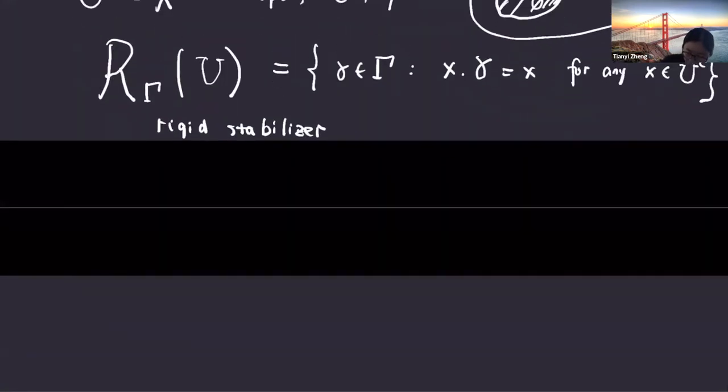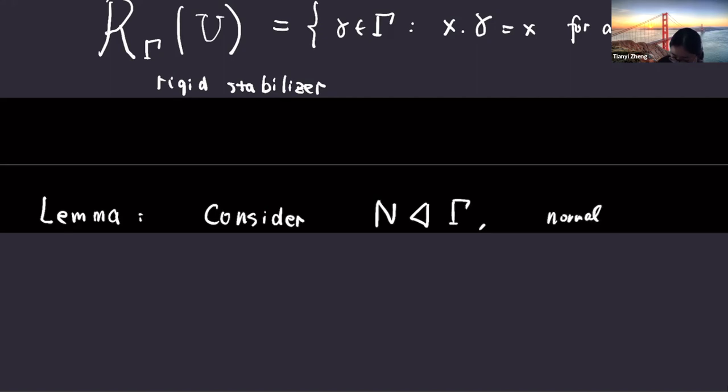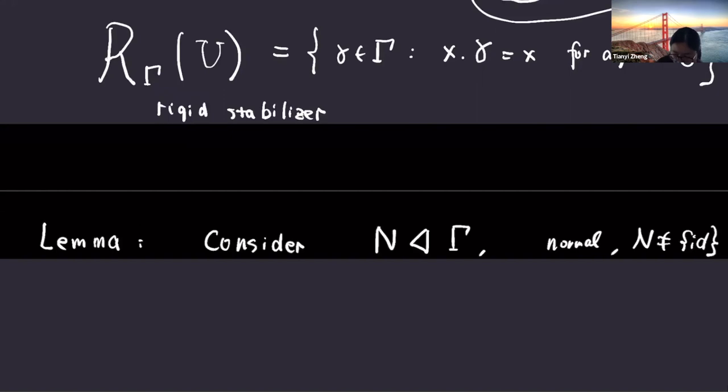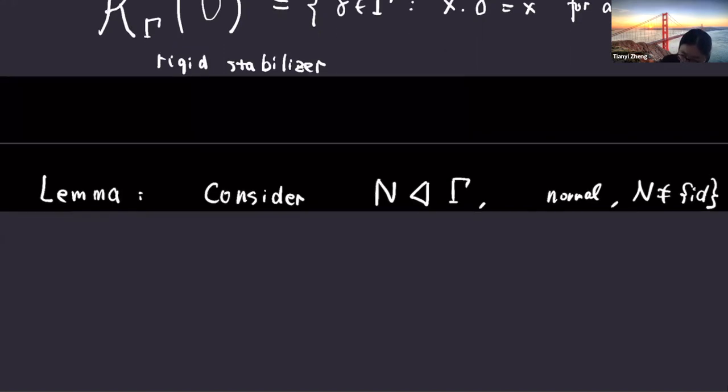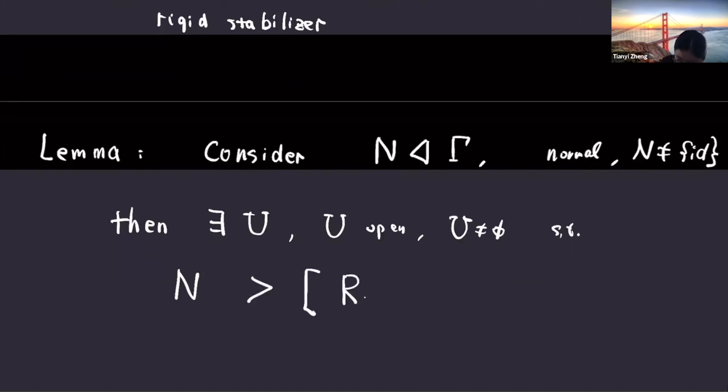And then there's this very classical commutator lemma. We're in the setting above. Let's consider some non-trivial normal subgroup N. Since we assume that the action is faithful, N must move some points in X. If you have a normal subgroup like this, then there must exist some neighborhood U such that N contains the commutator of the rigid stabilizer. Of course, if you have an action with trivial rigid stabilizers, then this statement is completely empty. It's only interesting when the rigid stabilizers are non-trivial.